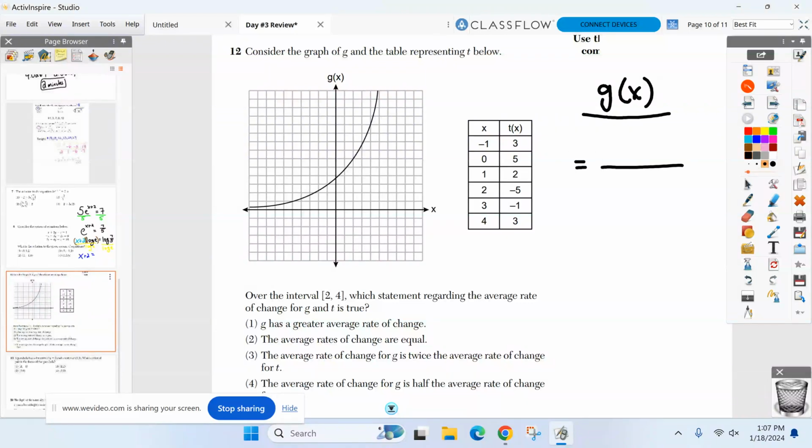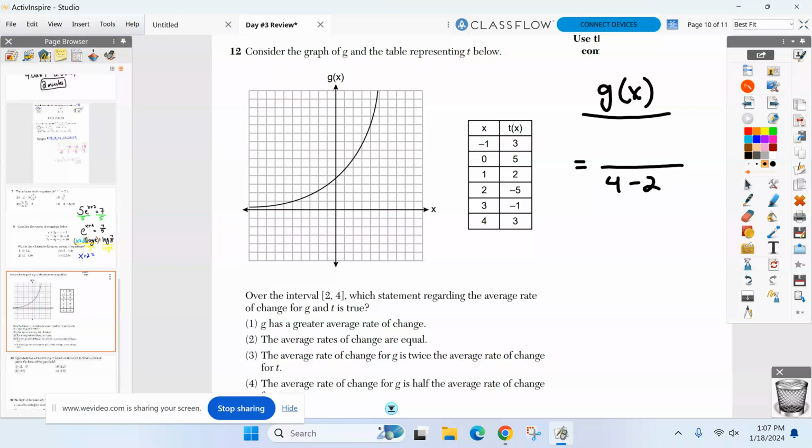What's on the bottom? 4 minus 2 or 2 minus 4, doesn't matter. Okay, 4 minus 2. How do I find the y values? The table. Not on this one. I'm doing g of x now, g of x, not t of x. I'm doing g of x.